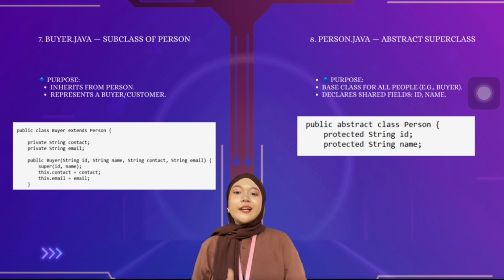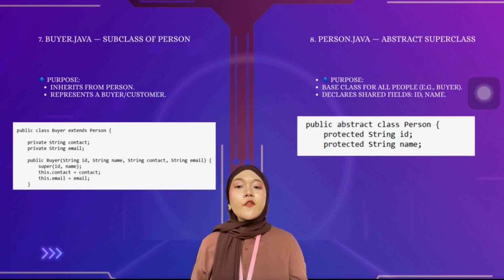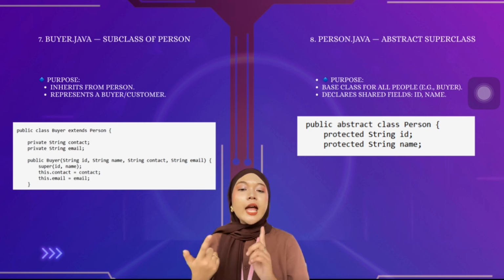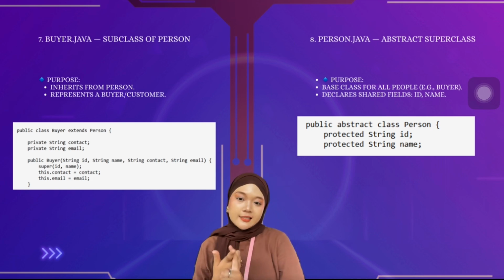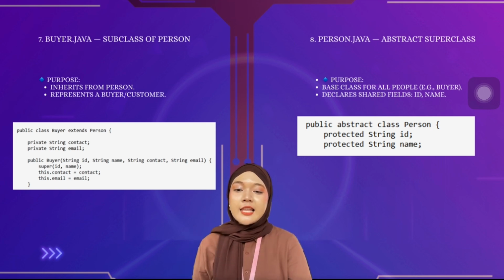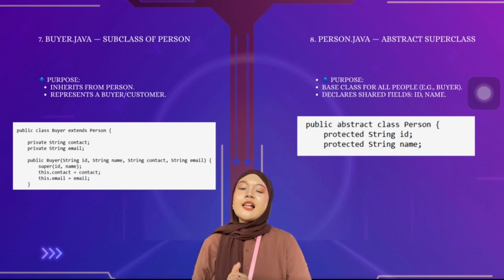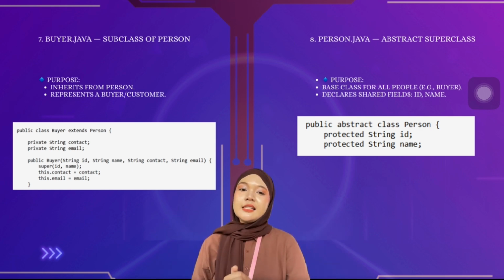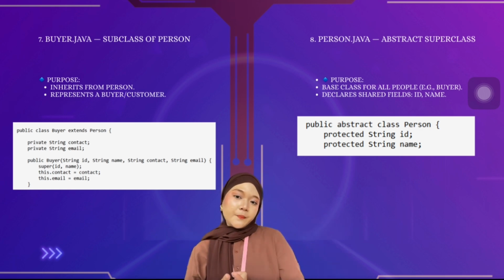Number 7 is Buyer.java. It is a subclass of Person. The purpose is that it inherits from Person and represents a buyer or customer. Number 8, Person.java. It is an abstract superclass, and the purpose is to be the base class for all people like buyer, and it declares shared fields like ID and name.